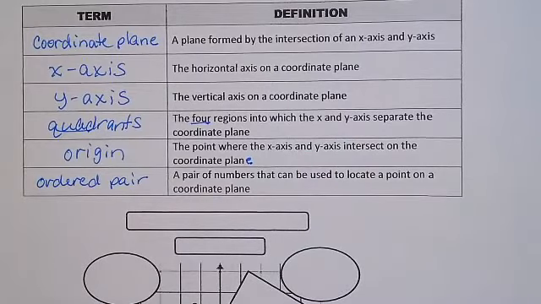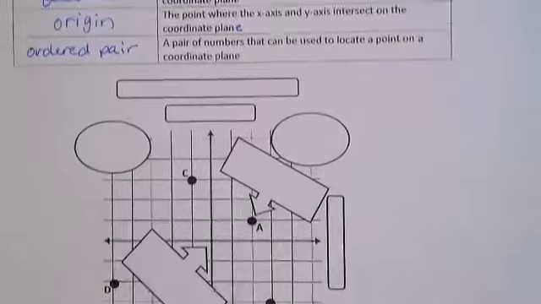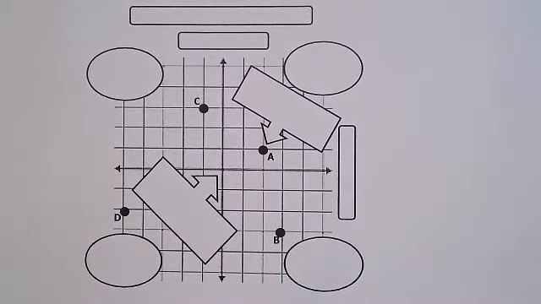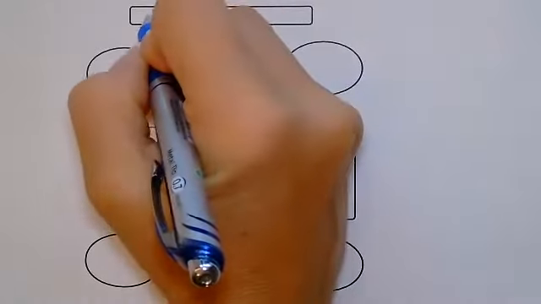All right, now let's use these terms to label this diagram. So the whole thing is called a coordinate plane.